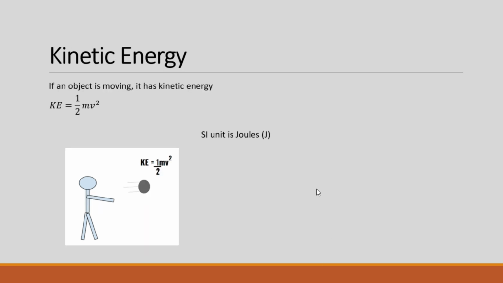Next, kinetic energy is the kind of energy objects will have if they are moving. It is calculated by 1/2 mass times the velocity squared. So, for example, if you were to throw a ball, the ball will gain kinetic energy because it'll start moving.